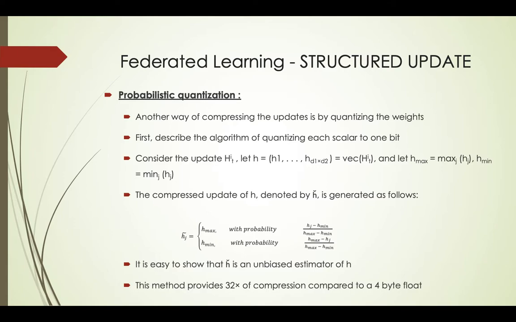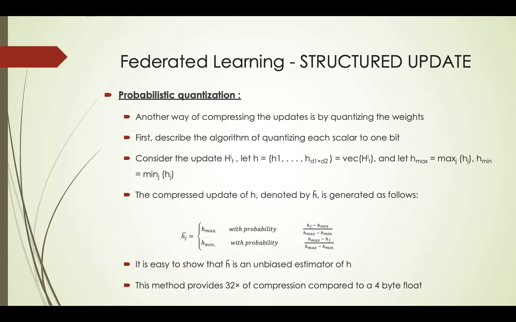Probabilistic quantization. Another way of compressing the updates is by quantizing the weights. First, describe the algorithm of quantizing each scalar to one bit. Consider the update H_i^t. Let H = (h1, h2, h3, etc.) until h_{d1×d2} equal the vector H_i^t, and let h_max = max_j(h_j), and h_min = min_j(h_j).